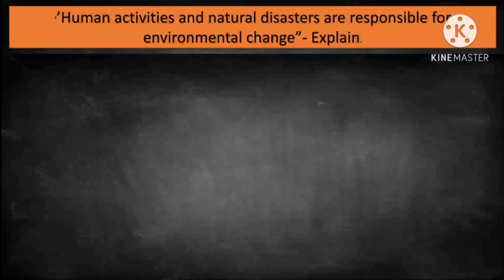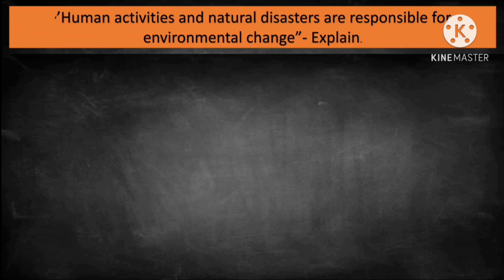A question I have given is: human activities and natural disasters are responsible for environmental change. Explain. So how are you going to explain it? You have to understand what I am asking in the question. I have told you that there will be small changes, and I will ask you indirectly. So you have to read the book so that you can understand what I am asking for.